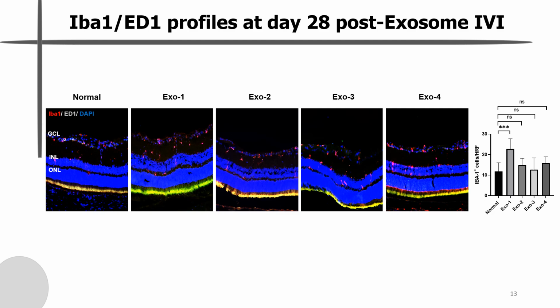This slide shows the IBA1 and ED1 staining profile. These markers are used to evaluate microglial activation and inflammatory responses in the retina. Here we found a bigger amount of positive signal of IBA1 and ED1 in the EXO1 group compared to the normal. But in the other groups, EXO2, EXO3, and EXO4, we found no significant change compared to the normal group.